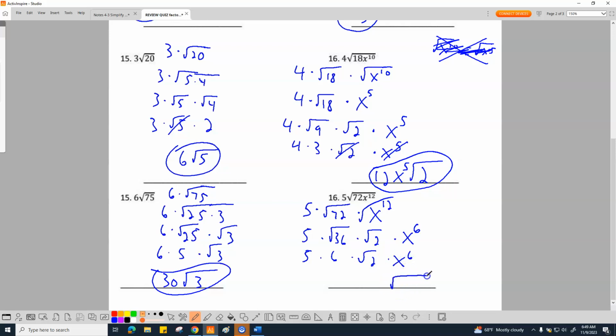So now my process, I have to reassemble everything. What's inside my house? Just a 2. Any letters outside of my house? X to the 6th. And then I have 6 times 5, which is 30. And there we have it.